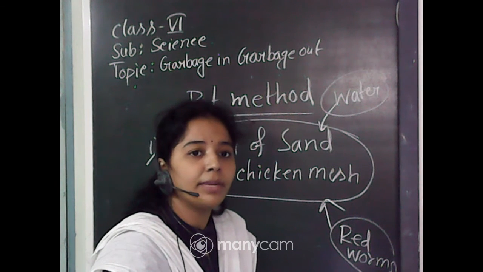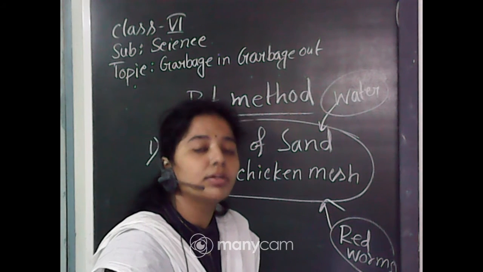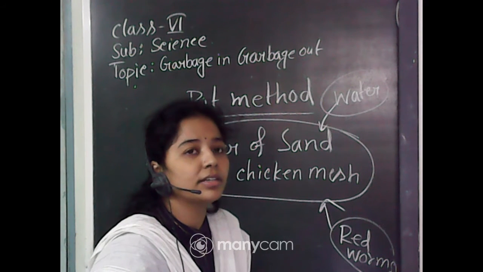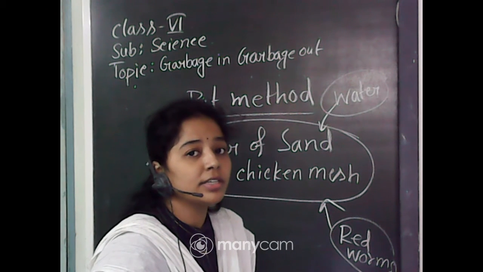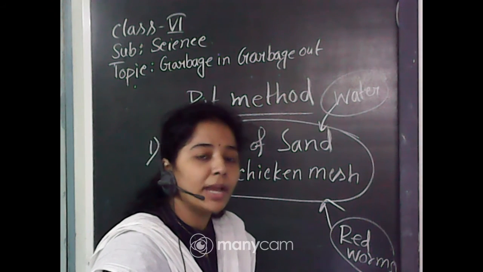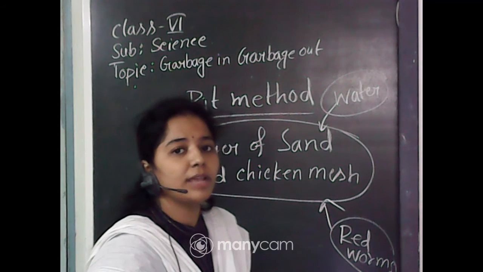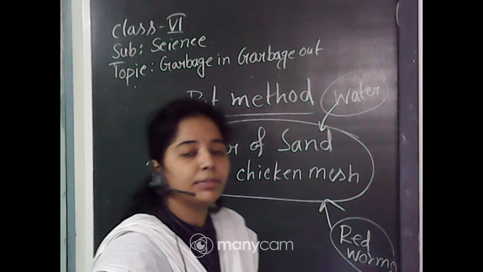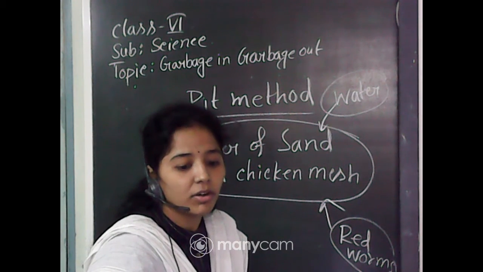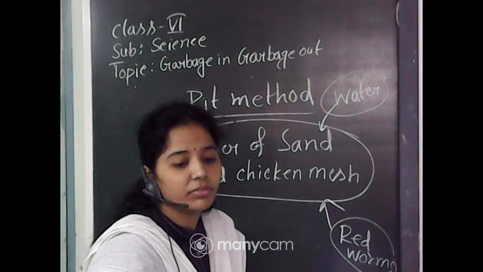And again I am telling students, in your term 1 syllabus the fourth chapter will come. First one is separation of substances, then next chapter is living organisms, characteristics and habitat, then the third is fun with magnets, and fourth is garbage in garbage out. MCQ type questions will come, multiple choice questions, and I hope you will do all these question answers in your term 1 examination very well.